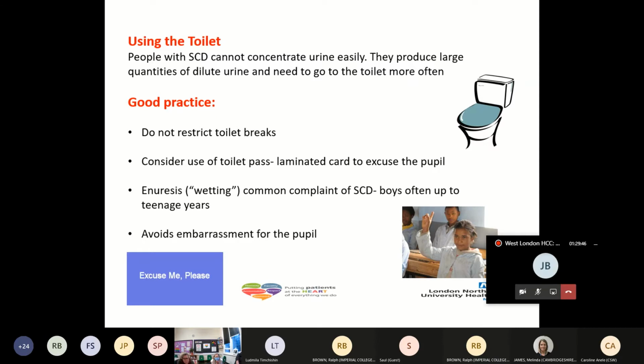We've already spoken a little bit about enuresis, which is ultimately nighttime wetting, but it can be daytime wetting as well, and it is a really common complication of sickle cell disease, and quite frequently can go up into teenage years, particularly in boys. As I say, it can happen in the daytime, but it's worth considering now that we are not in a COVID environment, and things like school trips are back on. Obviously, if you've got overnight stays, it's something that would need discussion with parents as well. And obviously the reason is we're trying to avoid embarrassment for the pupil, really. Next slide, please.